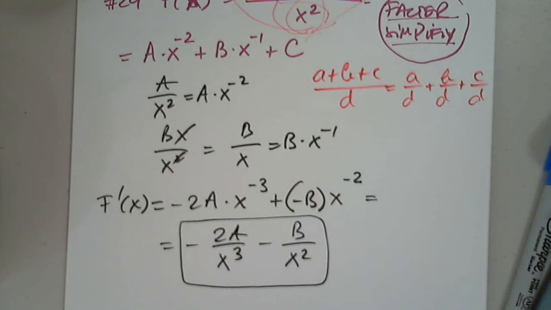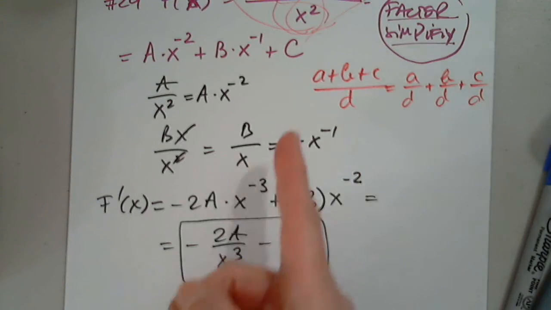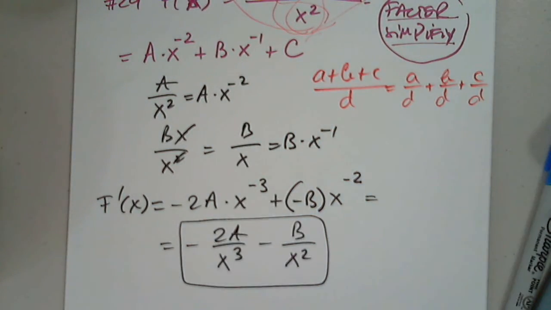It's the derivative function that gives us the instantaneous rate of change of function f of x at any point where the function is differentiable. And we know it's not differentiable at 0 because it's not defined at 0.